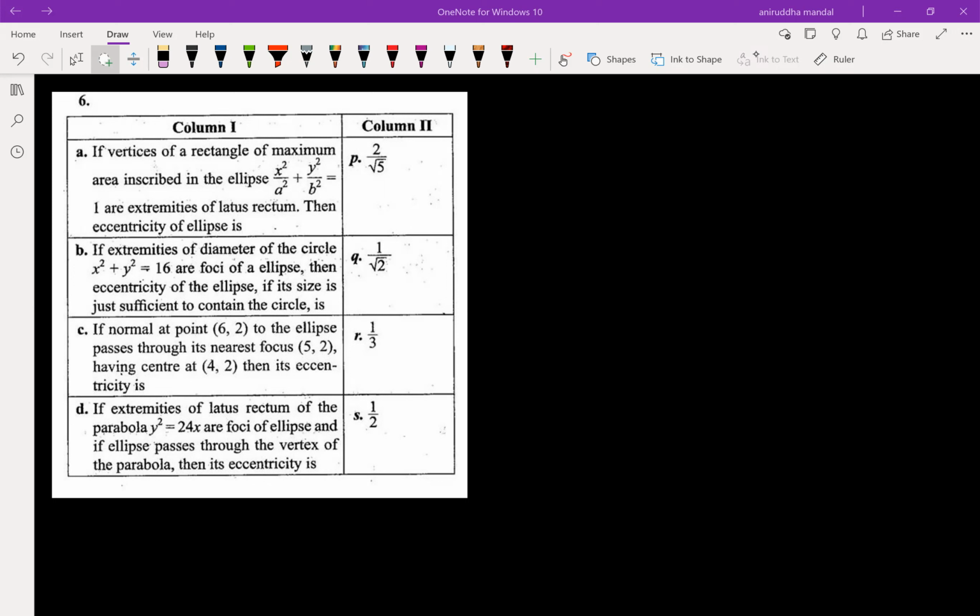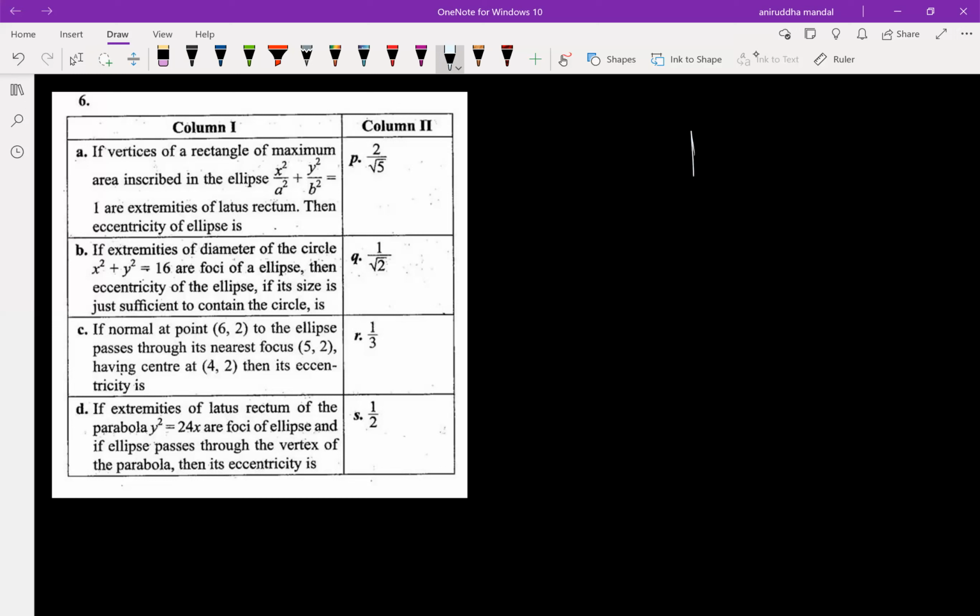So we have a problem based on ellipse. This is basically a matching type problem. Okay, means there are four problems. This is from the basic definitions of the ellipse, and we have to find the eccentricity in all the cases. So let's say the first problem is: if the vertices of a rectangle of maximum area of the ellipse x square by a square plus y square by b square equal to 1.